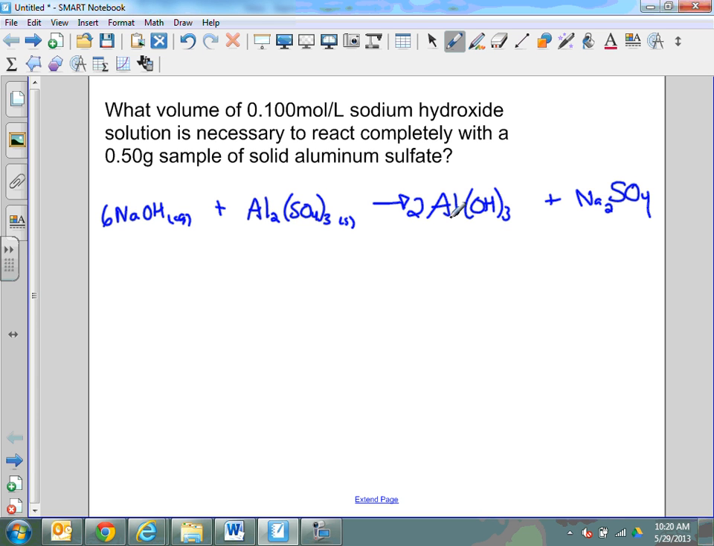So I need to balance my aluminum. That gives me 6 hydroxides. Now I've got 6 sodium, so I need a 3 here to balance those. This gives me 3 sulfate, 3 sulfate. Okay, that's step 1. Step 2, figure out what are we looking for, what do we know.